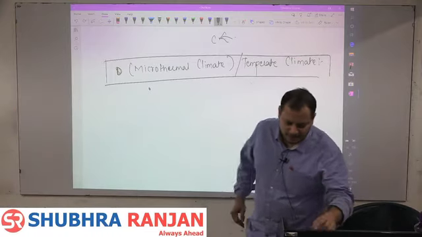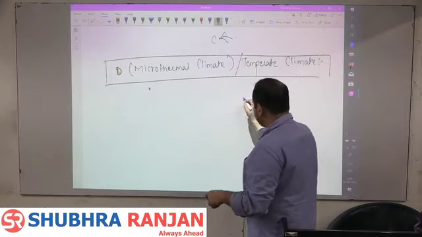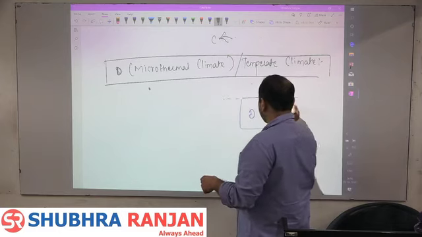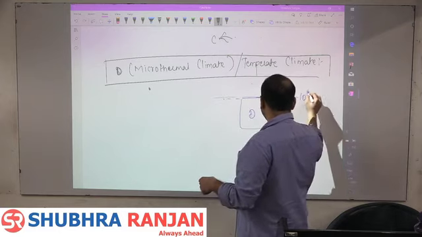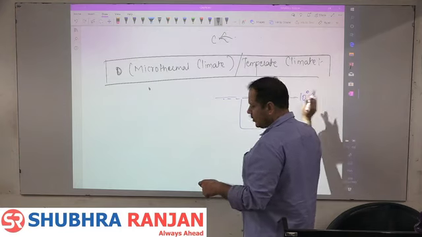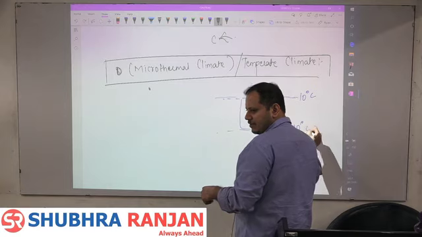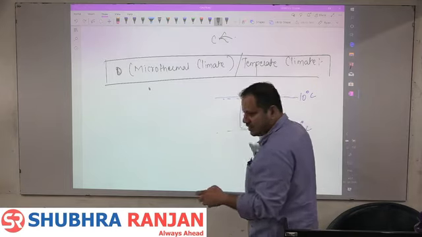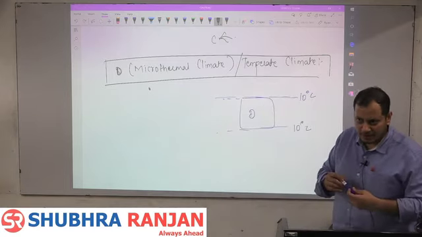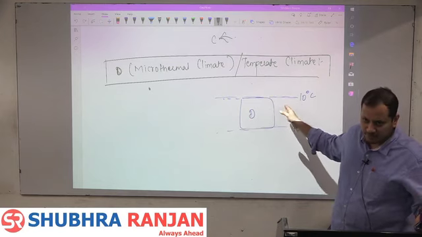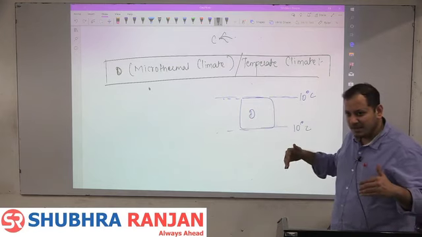Understanding? This means that if this is a D type of climate, during the summer season this region has 10 degrees Celsius at its northern boundary. During the winters, this region has a temperature of 10 degrees Celsius. So all this climate which is located between the 10 degrees Celsius isotherm is what is known as a D type of climate.